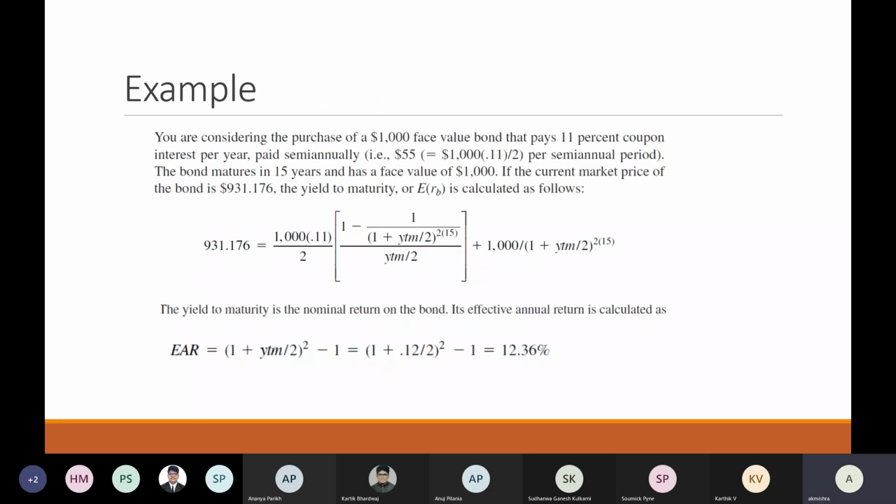So here is one problem for 2-year maturity. You are considering a bond with a face value of $1,000. The bond pays an 11% coupon per year, paid semi-annually. Remember, this coupon is basically your nominal rate, or the nominal interest a bondholder will enjoy, and this coupon is paid semi-annually.